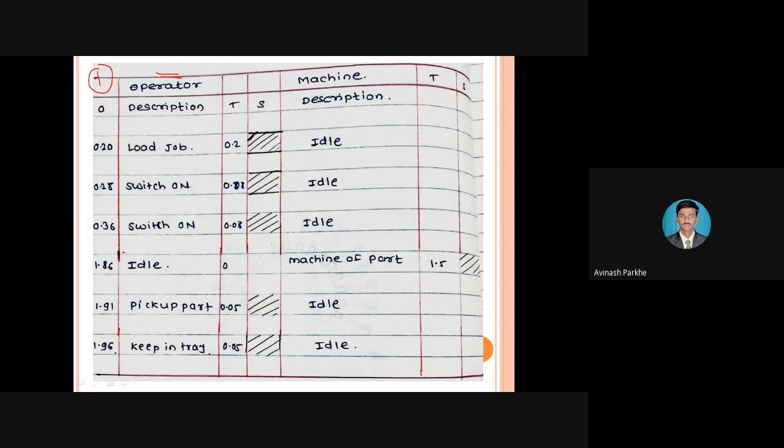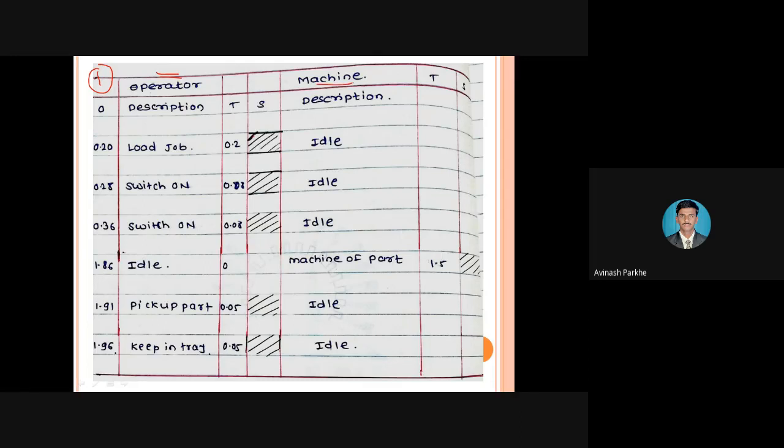Then the fourth column represents the idle condition. Whenever the operator is in idle condition, or stationary, and whenever the operator is in working condition, that means both working time as well as idle time are represented by this particular fourth column.